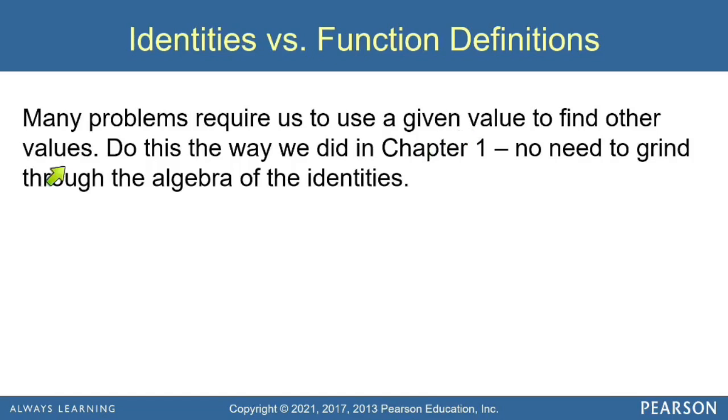Now, some of the problems that we will see in this section ask us to use a given value to find other values. We have already done this before. We learned how to do it using the function definitions back in chapter 1, so we're still going to do it that way. If you look at one of these problems in MyLab and you click on the online help, they're going to ask you to do it by using the identities, usually the Pythagorean identities and the quotient identities. But the easiest way to do it is using the definition, so that's how we're going to do it, so that we can avoid all of the algebra that goes with plugging into the identities.